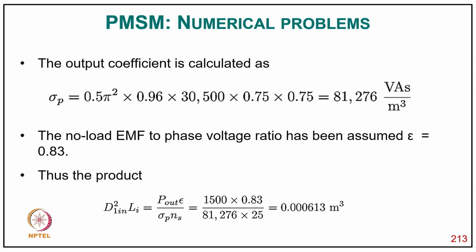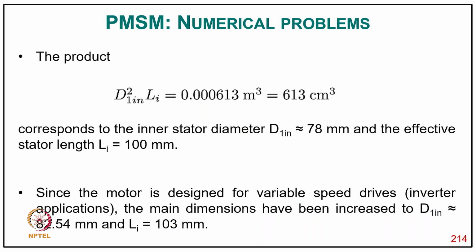So the no load EMF to the terminal voltage ratio has been assumed, epsilon equal to 0.85. Then the product D square L equal to rho P upon epsilon eta NS, putting value, it comes to 0.000613 meter cube, and then the product D1 square Li equal to 613 centimeter cube. This corresponds to inner stator diameter D1 of 78 mm, and the effective stack length Li equal to 100 mm.